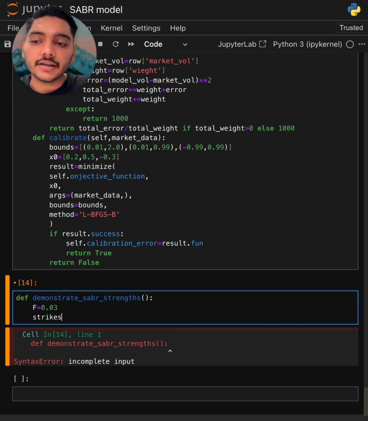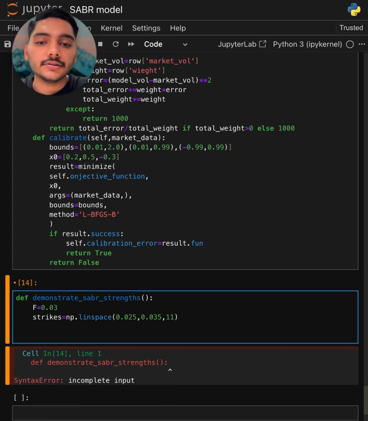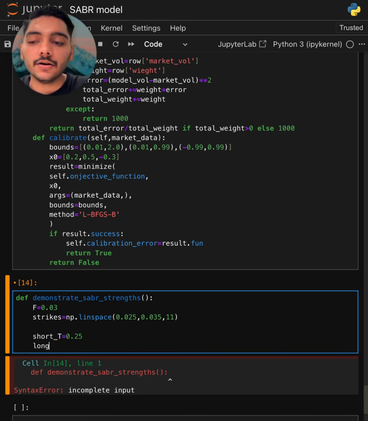Let me take the strikes equal to np.linspace, from 0.025 to 0.035, and let me take 11 points. So let's compare the short versus long dated options. Let's keep the short t equal to 0.25, which will be 3 months, and let me keep the long T equal to 5, so 5 years.